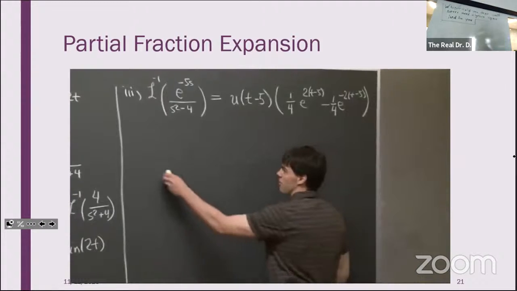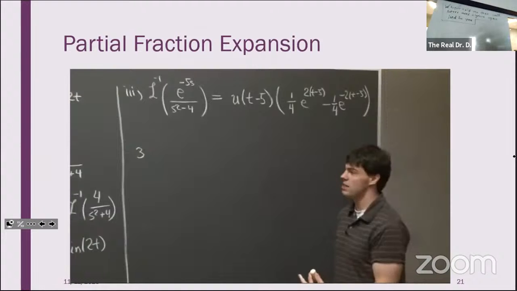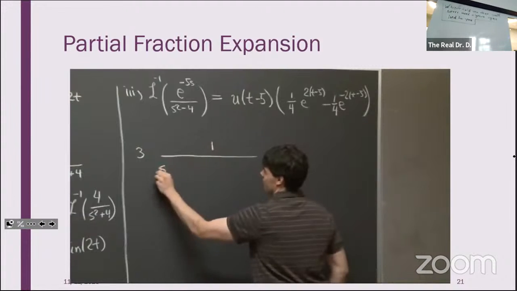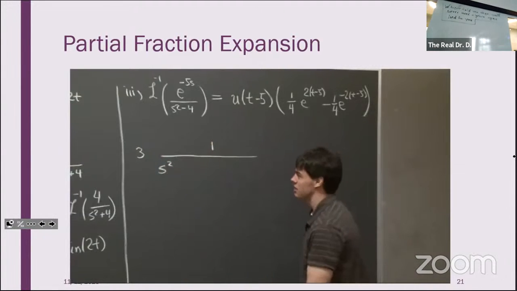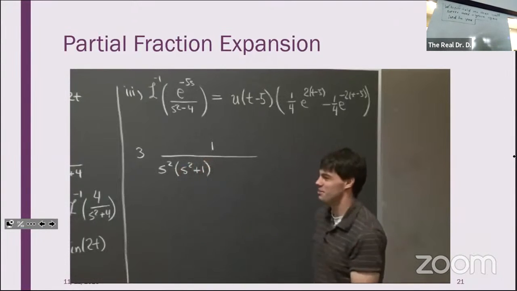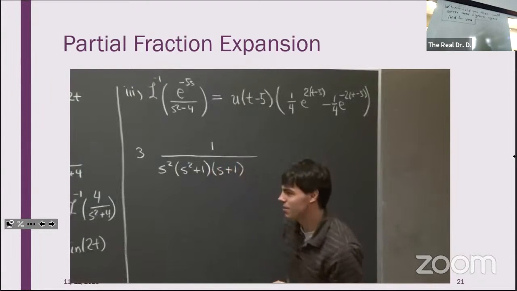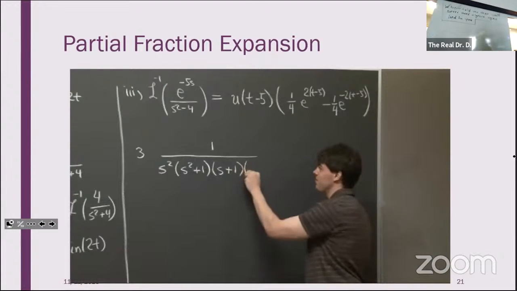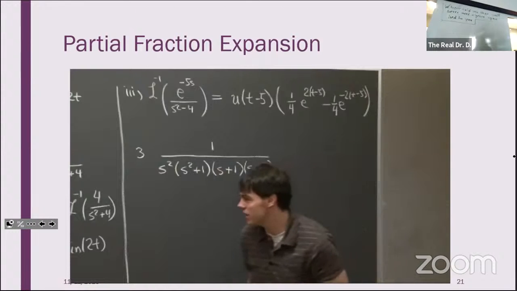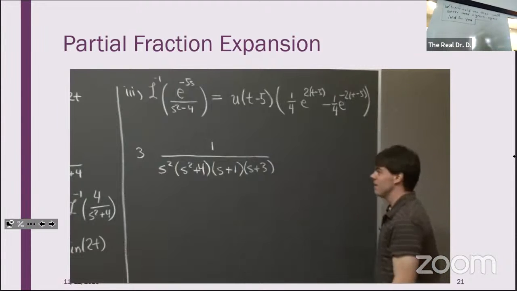Okay, and now lastly, for part 3, we're just asked to write down the partial fraction decomposition of this very large function. So it's s squared times s squared plus 4 times s plus 1 times s plus 3. Let me just double check. s squared plus 4. Okay.